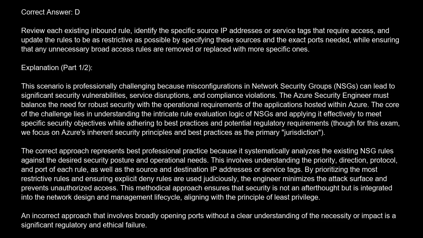The correct answer is D. Review each existing inbound rule. Identify the specific source IP addresses or service tags that require access, and update the rules to be as restrictive as possible by specifying these sources and the exact ports needed, while ensuring that any unnecessary broad access rules are removed or replaced with more specific ones.